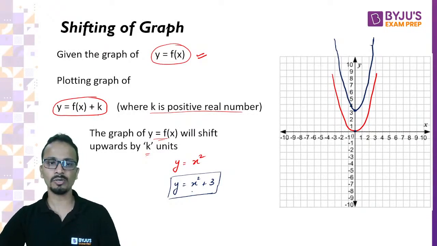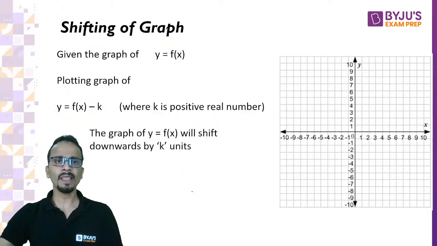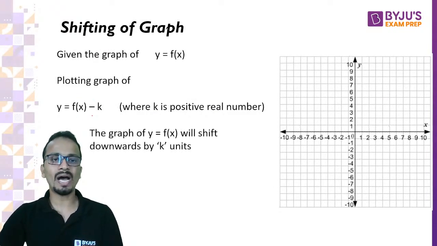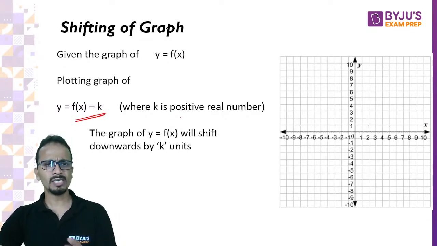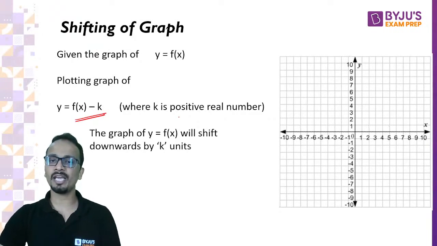All right. Okay, now let's go ahead and look at the next part. So again, if you are given the graph of y equal to f of x, and you want to plot the graph of y equal to f of x minus k, where k is again a positive number. So earlier it was plus k, now it is minus k. So in this case, the graph will shift downwards by k units.